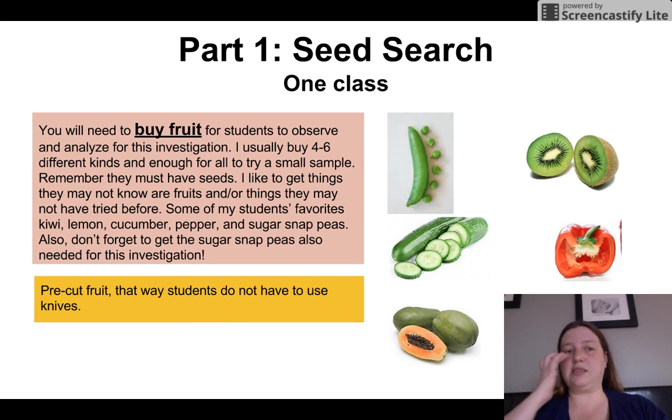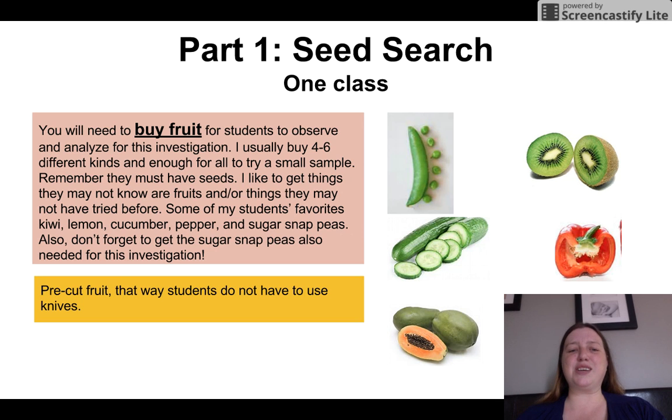Part 1, seed search. So again, buy those fruits ahead of time. Students are going to need different fruits to analyze for this investigation. I usually buy 4 to 6 different kinds of fruits and enough for each student to try a small sample of that fruit. Remember that the fruits have to have seeds, so don't buy the seedless variety.